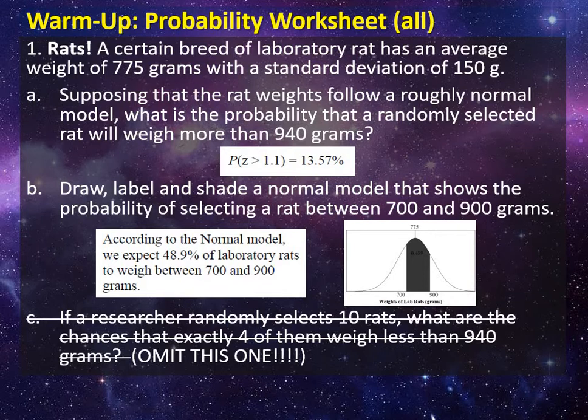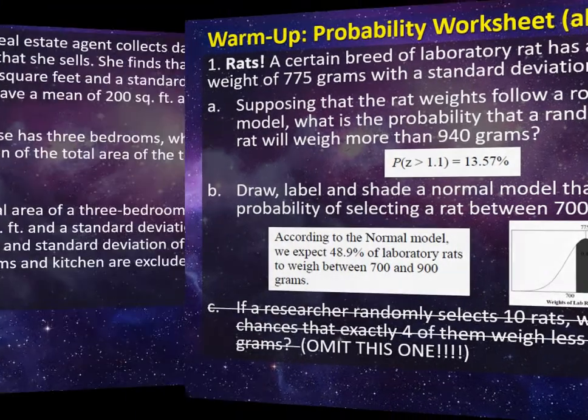Normal CDF from 700 to 900, lower, upper, with a mean of 775 and a standard deviation of 150. Okay? Since you're drawing your picture, that's good enough, and they're not going to expect to see the standard deviation on it, or the z-score on that one. Now for problem C, it's saying what are the chances exactly 4 of them weigh less than 940? We're going to be doing that later on today. That's not stuff that we didn't get to last class. It's just stuff that we're doing later on today.